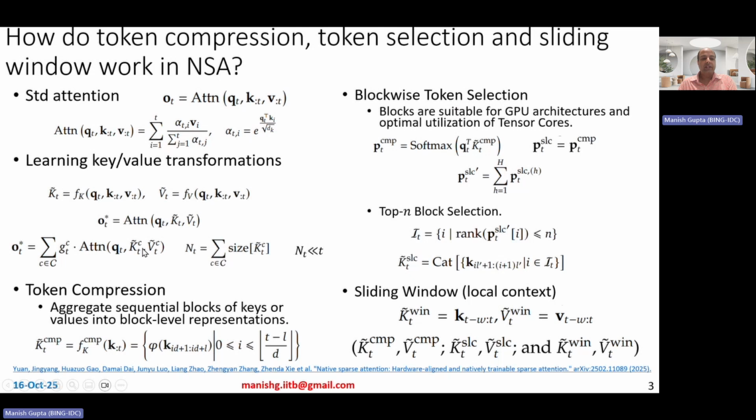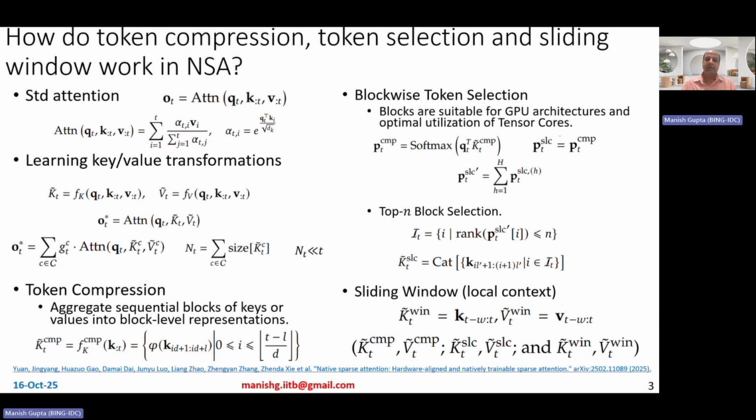Now, when you're computing the self-attention, the overall set of keys or values that you use to compute the attention for a particular query, let's denote that by NT. Because each of those three strategies, token compression, token selection, and sliding window, is going to use certain keys and values. So if you sum up over all of that, the number of tokens NT that you use across all the three strategies has to be much less than the total number of previous tokens. And that is how the strategy works, right? So that is why their method, native sparse attention, is literally sparse, right?